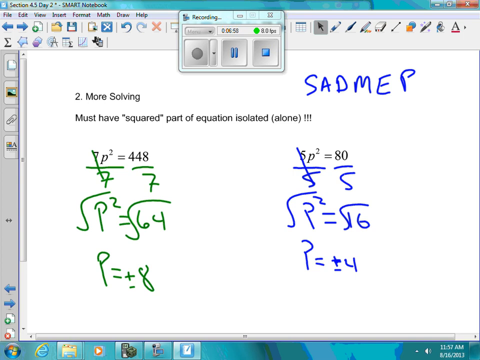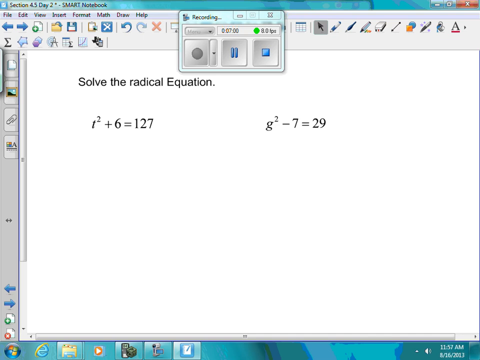Let's try a different looking one. What if we're adding or subtracting? Same thing. Well, I keep writing SAD map up here to remind you, reverse the order of operations. So t squared plus 6 equals 127. G squared minus 7 equals 29. Pause it. Try both of these on your own. We're going to do t squared plus 6 equals 127 first. Let's do that one. And when you get done with that one, check it to make sure you're doing it right, and then try the other one as well.